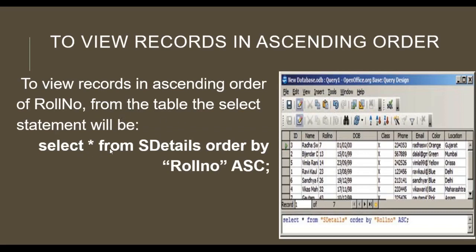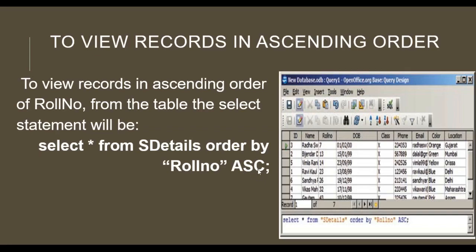Select star from. So I'm going to retrieve data from the table, S details, order by. So order by is a clause along with the select statement. So what am I going to order now? By roll number. I want to arrange the roll number in ascending order. That's why I given ASC. ASC means ascending order. DESC means descending order.